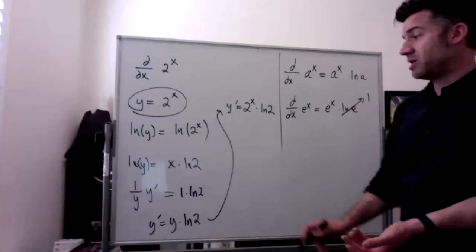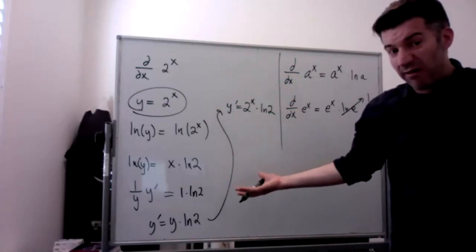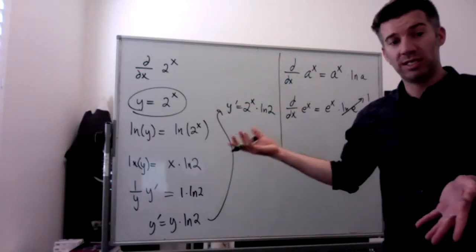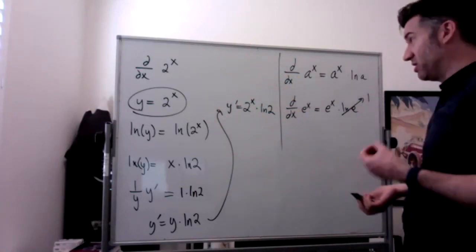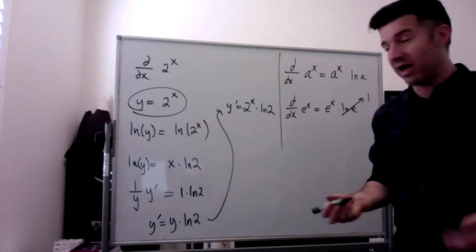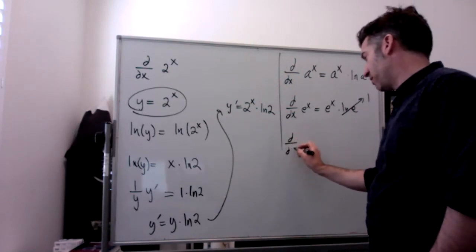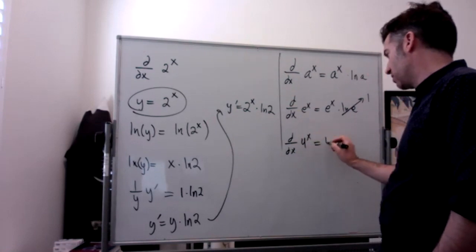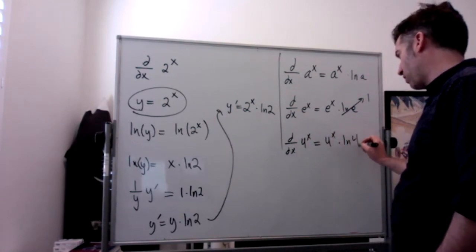And I really don't think you should derive this really ever, but it is good to see how to get there. You should really just remember, if you're taking the derivative of like 4 to the x, the derivative of 4 to the x is 4 to the x times the natural log of 4.